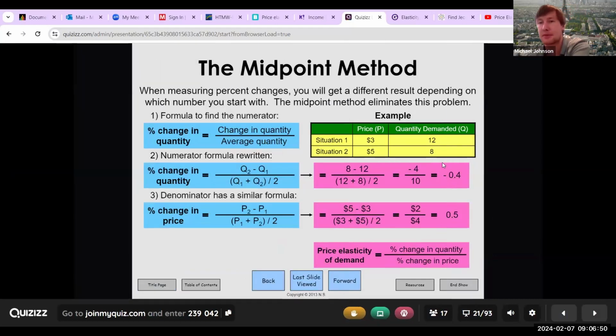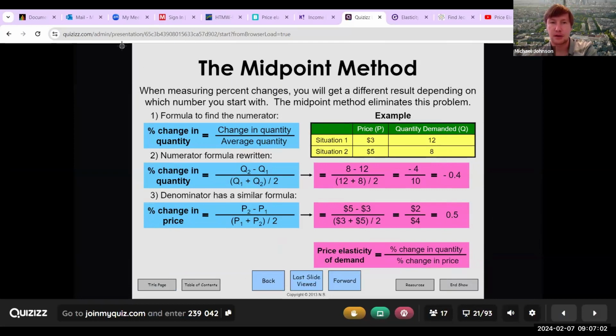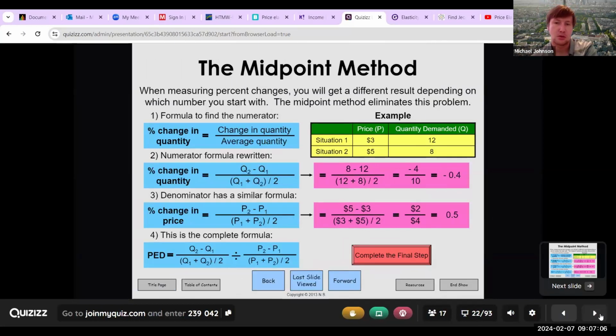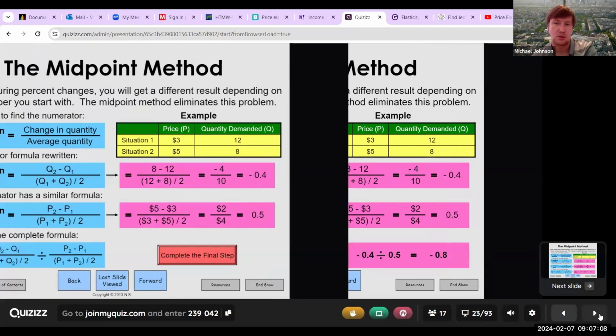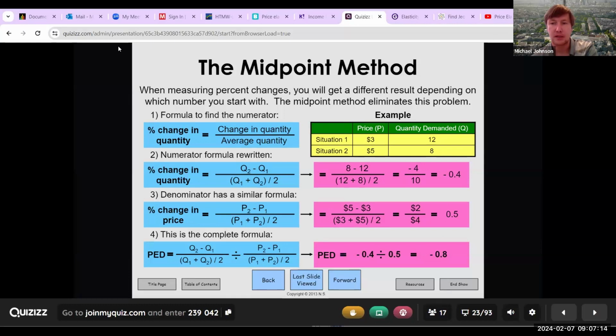As you can see, the top is -0.4, the bottom is 0.5. And I'll post this into the chat here. So this is how you would calculate it. And then if you divide both, you get -0.8. Yeah, so -0.8 would be the result. And so it'd be price inelastic.